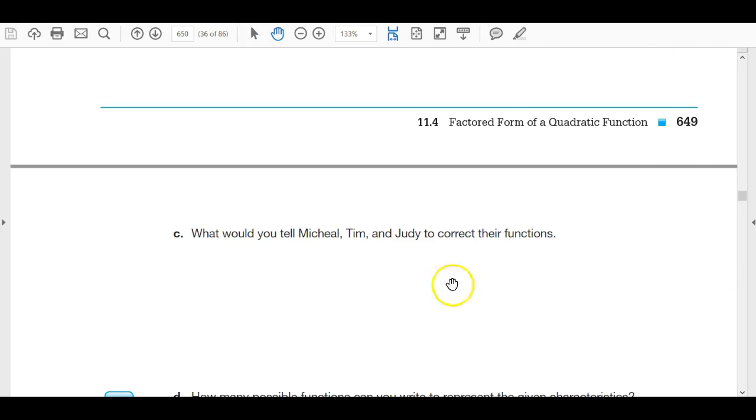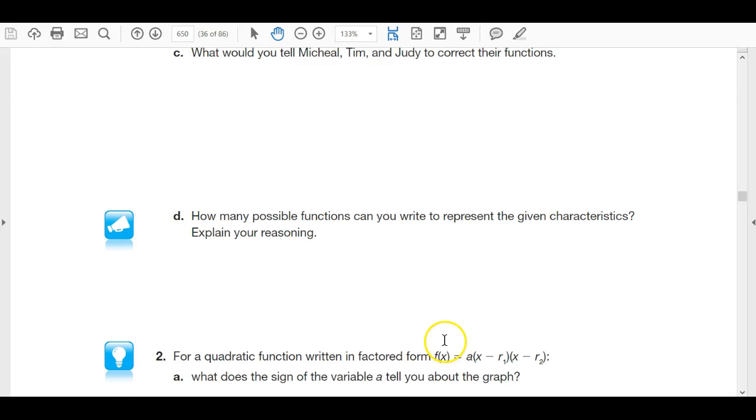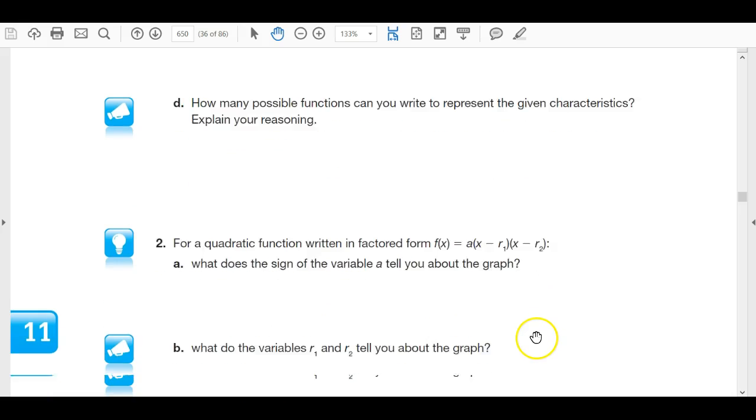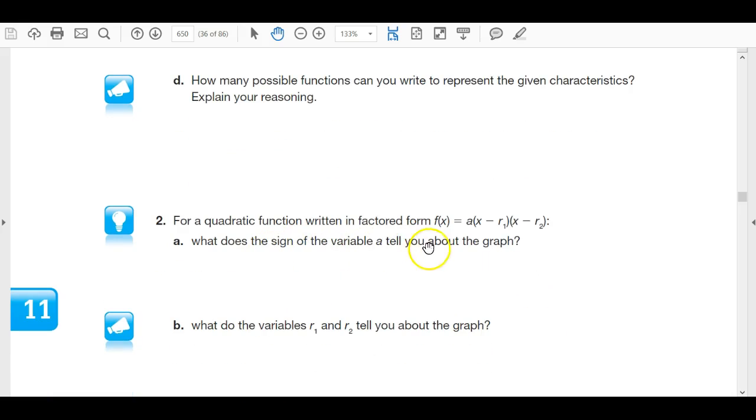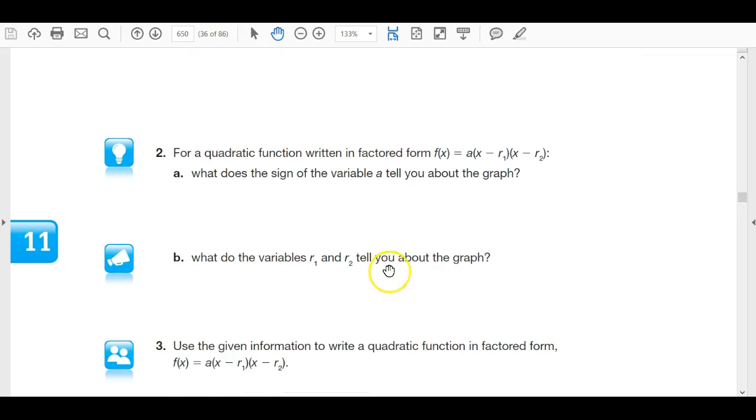So this was stuff, we answered these questions yesterday. I just kind of wanted to remind you about that, okay? So what is it that the sign of the variable a tells you about the graph? It tells you whether or not it's opening up or down, if it's positive or negative, right? And the variables R1 and R2 tell you what? Those are our zeros. Okay?